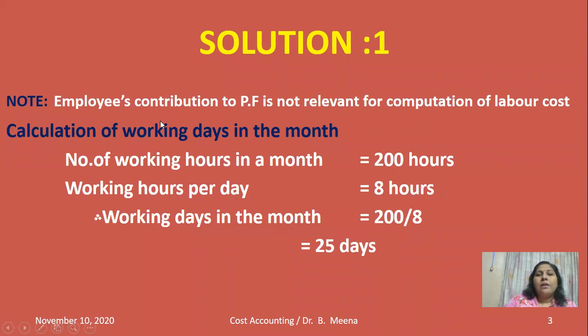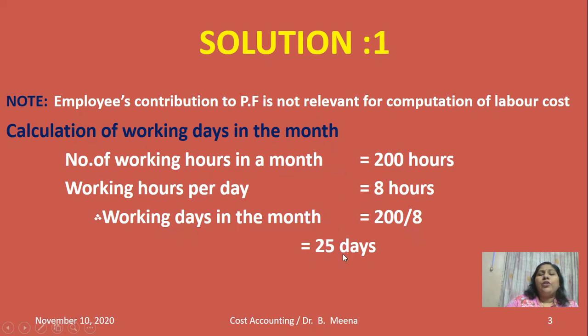Look at this working note. And I want to make a reminder about the note: whenever you are calculating the labor cost per man day of 8 hours, the employees' contribution to PF or ESI, whatever contribution is made by the employee, is irrelevant for the calculation of labor cost. Look at the working. Calculation of working days in the month. Number of working hours in a month as per the problem is 200 hours, and working hours per day is 8 hours. Whether it is given or not, we must know the normal working hours per day. So how many working days in a month? 200 hours divided by 8 hours.